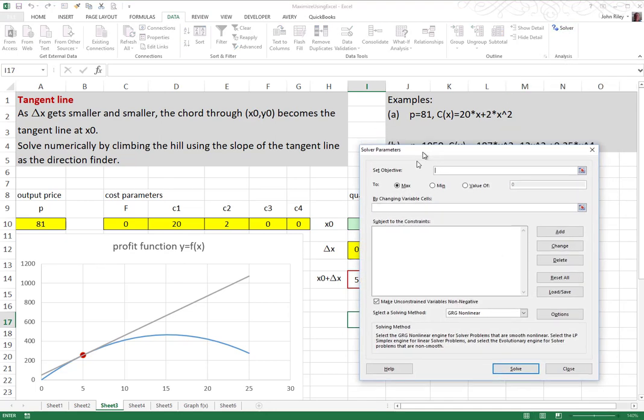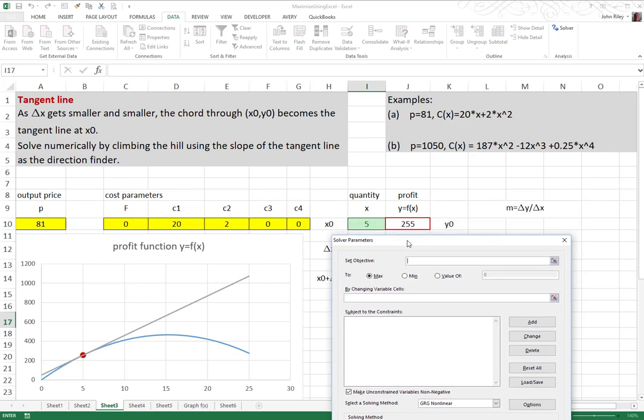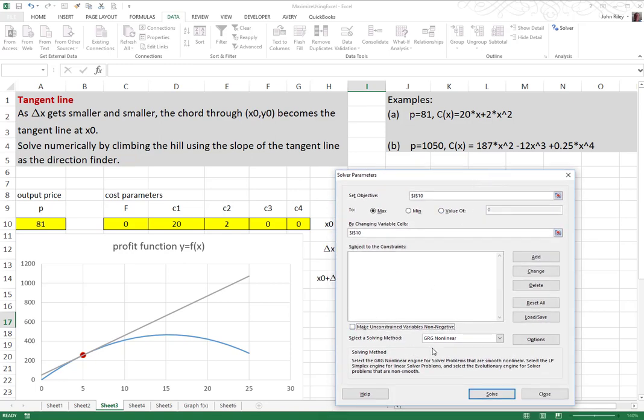So what's the objective? The objective is to maximize profit. So here it is. The objective is cell J10, and we don't want to minimize, we want to maximize, so that's correct. And what's the changing or variable cell? This. So that's what we want to do. There are no constraints. Well, there is a non-negativity constraint. We may as well leave this checked off here because X is an output. It can't be negative. But I would recommend leaving that on, but it won't matter. So now we've got the problem, and we hit the Solve button.